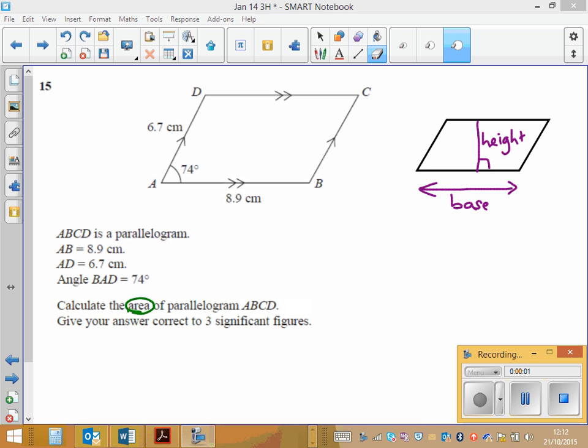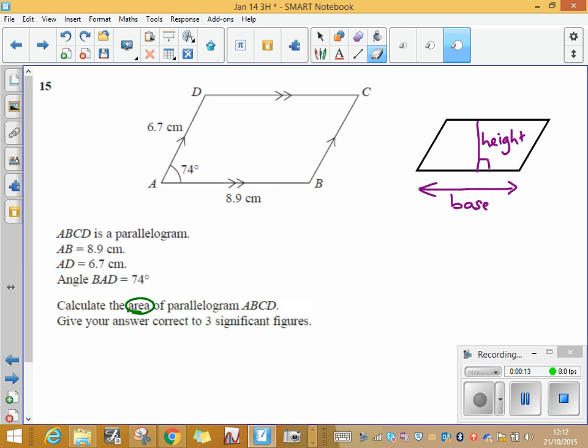Different ways that I could approach this question. The first method I'm going to show you is how to find the area of a parallelogram by just multiplying its base by its perpendicular height. Now for this parallelogram, we know that the base is 8.9 centimeters, but what we need to find is the perpendicular height.